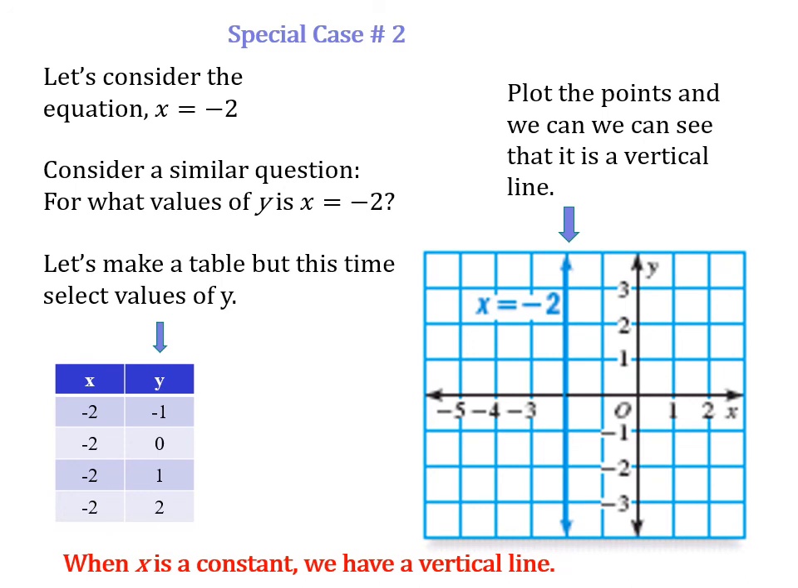Now let's plot those points. And we can see we have a vertical line. When x is a constant, we have a vertical line. So we have now covered the two special cases of a vertical line and a horizontal line, both of which are linear equations if you graph them on a coordinate plane.